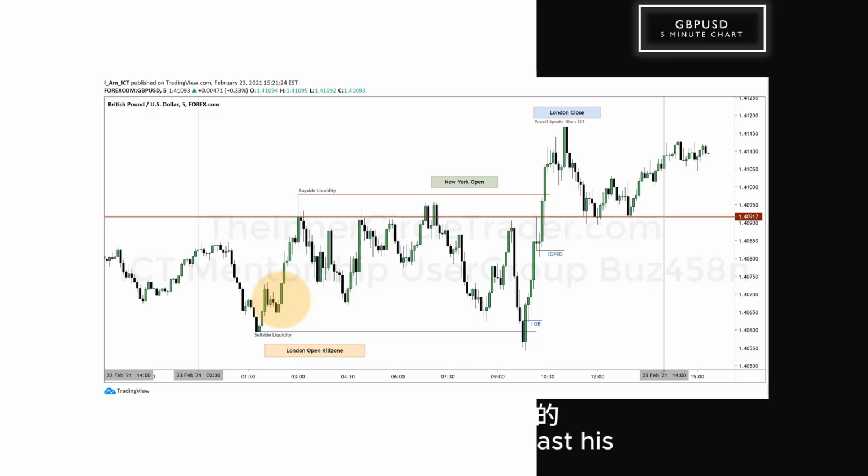So I don't ever try to forecast his speech or whether he's going to be hawkish or dovish in response to the economy and what he thinks is going to happen. I don't care about that. I want to see the market's reaction.